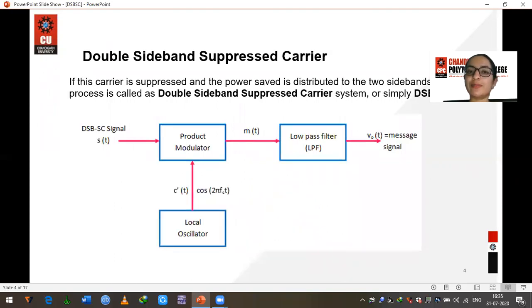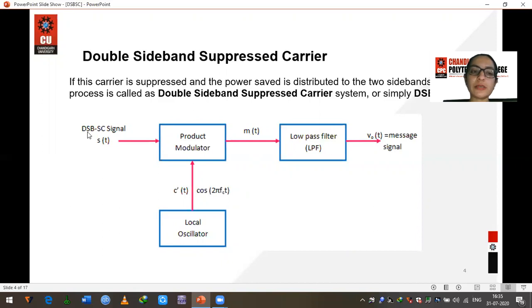Now let us start with the different sidebands, beginning with DSB-SC. If the carrier is suppressed and the power is distributed in two sidebands, then this process is known as the double sideband suppressed carrier system, or DSB-SC. Here is the demodulator part: how a DSB-SC signal can be demodulated and received by a receiver.